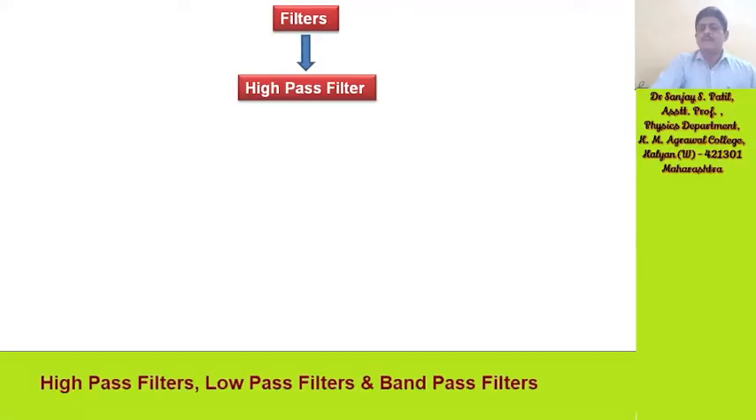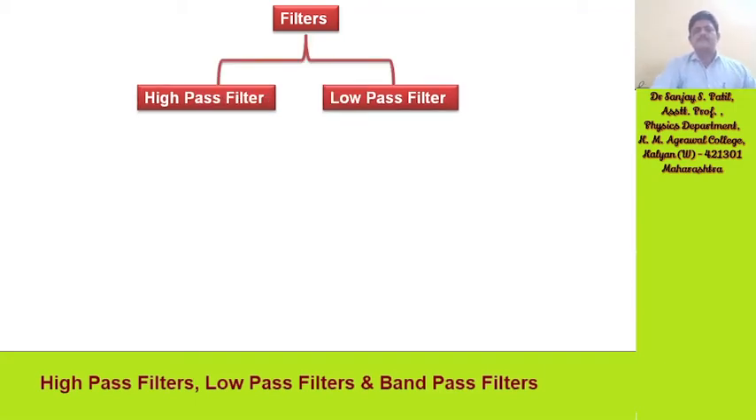For passing wanted signal and to block unwanted signal, there are basically three types of filters. First of all, we will see the high pass filter. High pass filter allows high frequency to pass while blocking low frequency, and that is why it is called high pass filter. Another type of filter is a low pass filter, and by combination of both high pass filter as well as low pass filter, we will get a band pass filter. But initially we will see the high pass filter only.